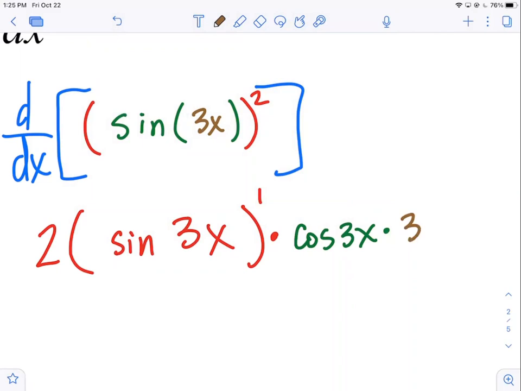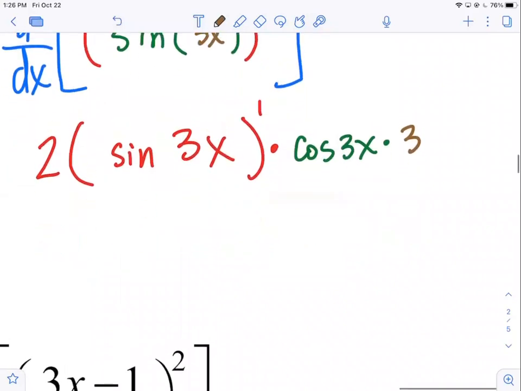3 layers, 3 factors. Like the Russian nesting dolls, each factor gets smaller as you go from left to right. And now if you were to clean it up, there's a couple ways you could do it. The obvious way, since it's to the first power, is just to combine the 2 and the 3 and get 6 sine of 3x cosine of 3x. All right, that's one way to do it.